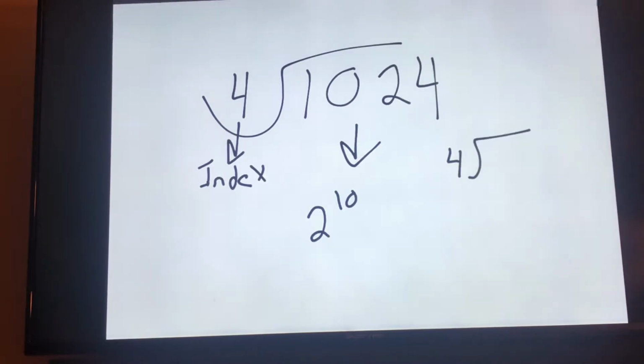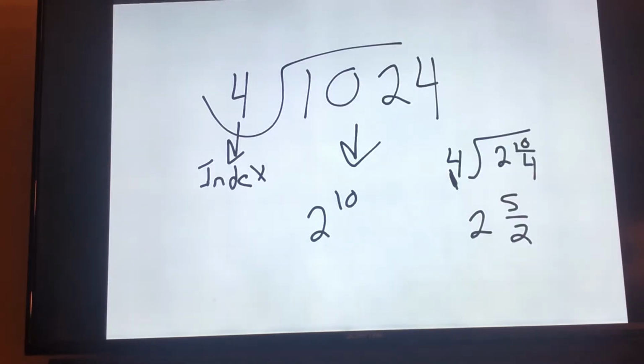Now that we know that we have 2 to the 10th, we want to go ahead and set this up, and this is now going to be set over 4 because it's our index. So we brought our index over right here. What we need to do now is just solve it. And we can reduce the 10 and 4 by what number? By 2. So that'd be 5 over 2. So we have 2 and 5 over 2.